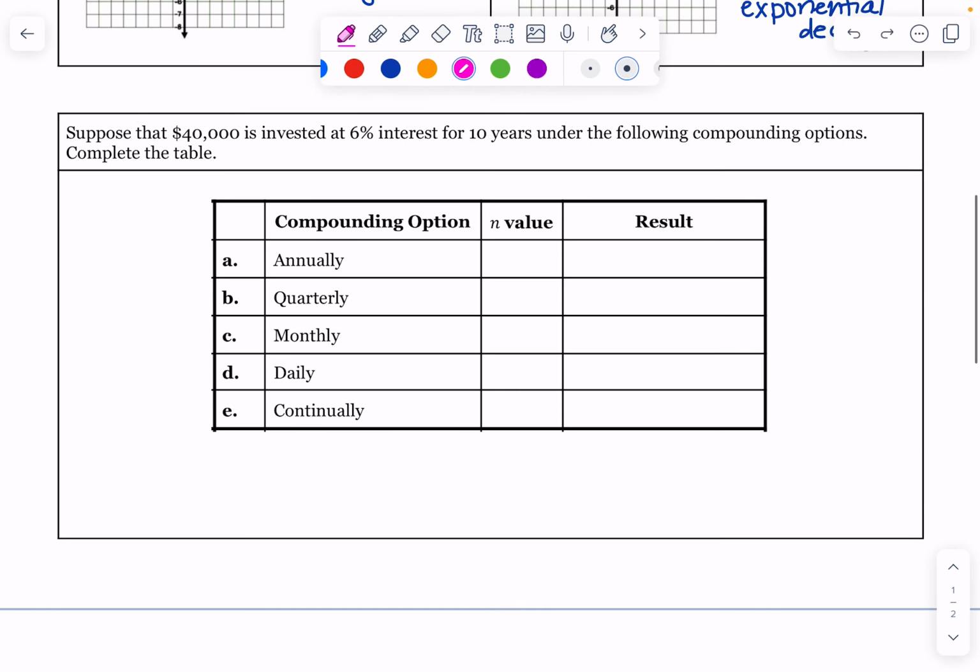Awesome. Okay, so for this word problem, it says suppose that $40,000 is invested at 6% interest for 10 years under the following compound options, and we're going to complete the table. So we are going to use the formula. It's in the textbook, and then I'll give it to you here. A equals P times (1 plus R over N) to the NT.